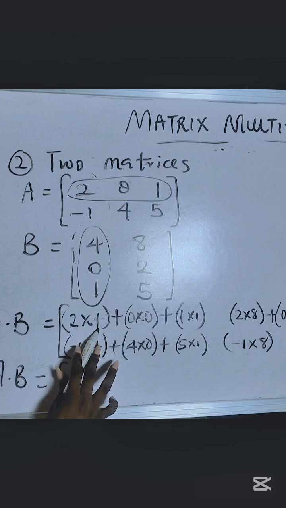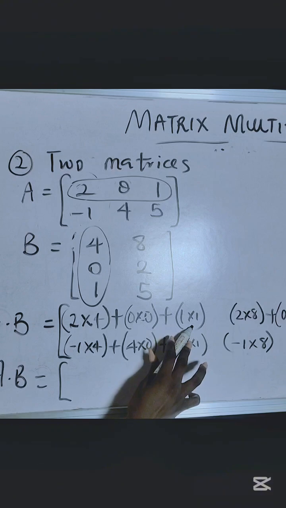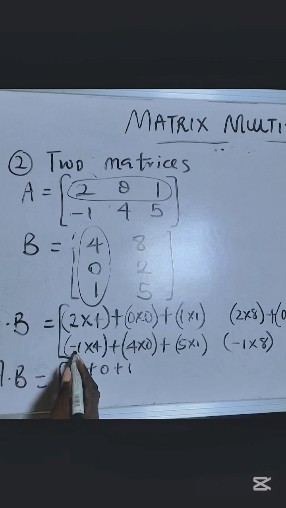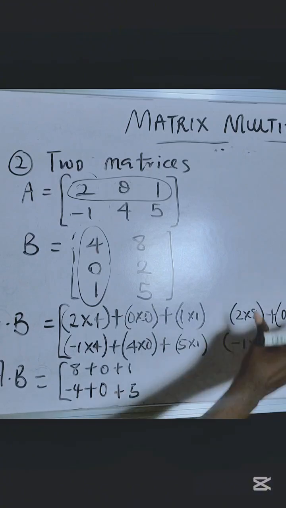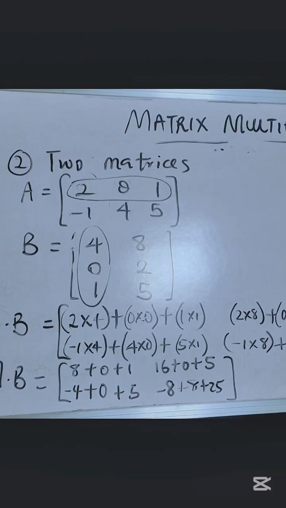2 times 4 is 8, right? 0 times 0 is 0. 1 times 1 is 1. So 8 plus 0 plus 1. For this one, you have minus 1 times 4 is minus 4, plus 4 times 0 is 0, and 5 times 1 is 5. We do the same for the second column, and that gives you your answer.